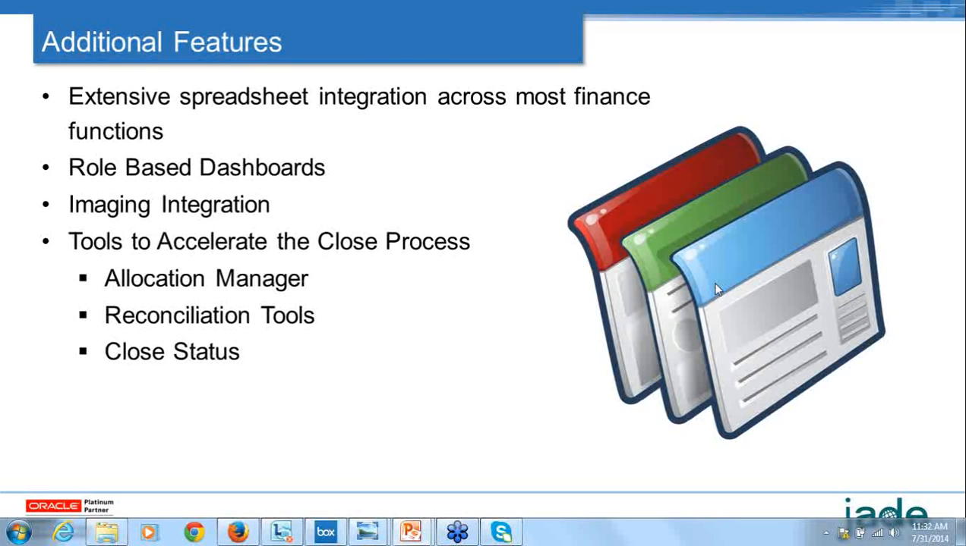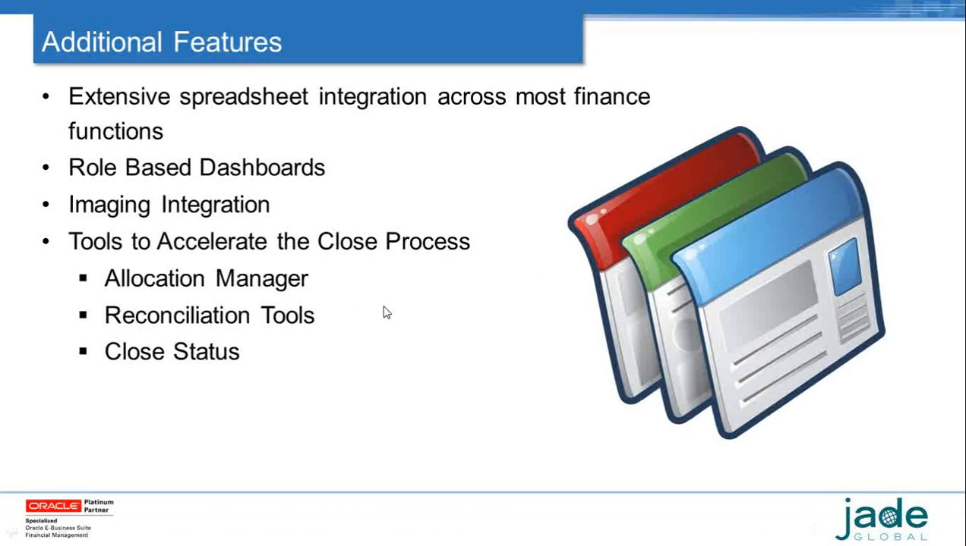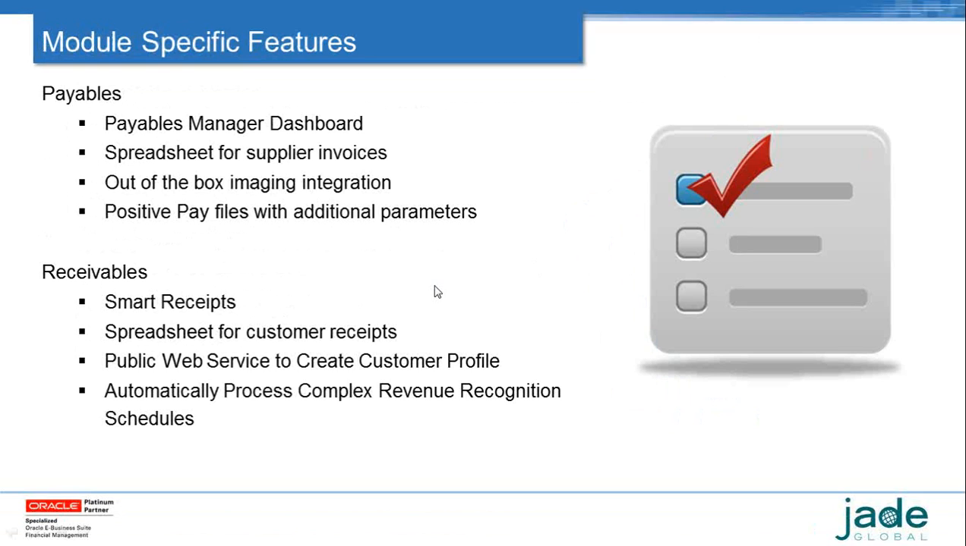Closing status allows you to monitor the close status across Fusion subledgers, such as your projects, payables, receivables, assets, and ledgers in General Ledger. All right. So let's move further and see module-specific features, in terms of payables and receivables.